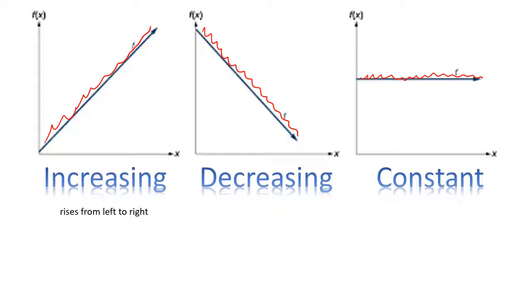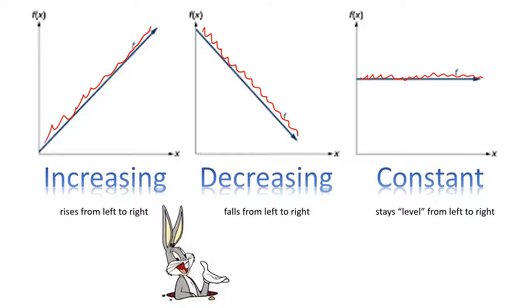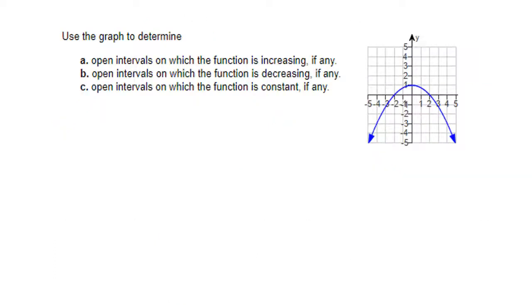Increasing rises from left to right, decreasing falls from left to right, and constant stays level when looking at the graph from left to right. Just remember, always read from left to right. Now here's an example of an algebra problem that gives you the graph. You have to determine the intervals on which this function may be increasing, decreasing, or constant.